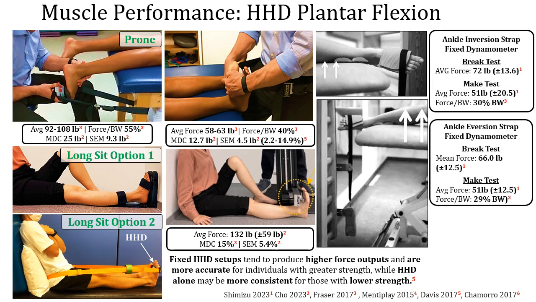And then specifically for ankle inversion and eversion, which we've been more focused on, some fixated options you can see here where they're using a pull gauge. They've neutralized the ankle, put the individual in a sidelying position, used appropriate padding, but not too much. And you can see that you're going to be producing anywhere between 29 and 30% of body weight for your inversion and your eversion respectively.